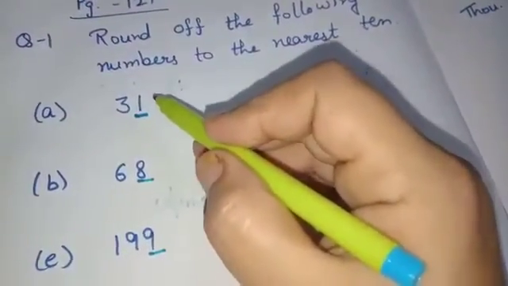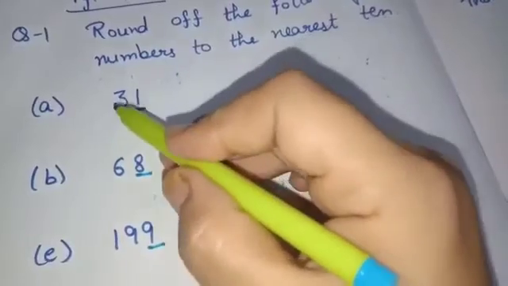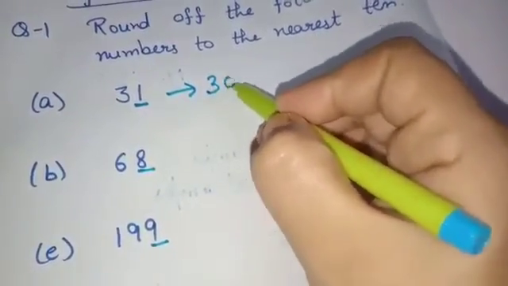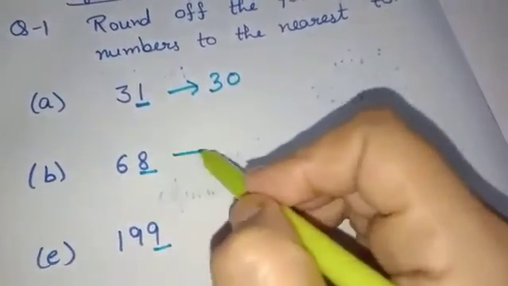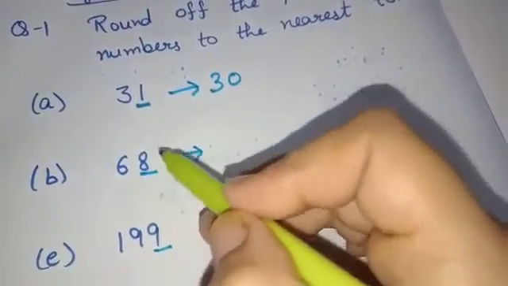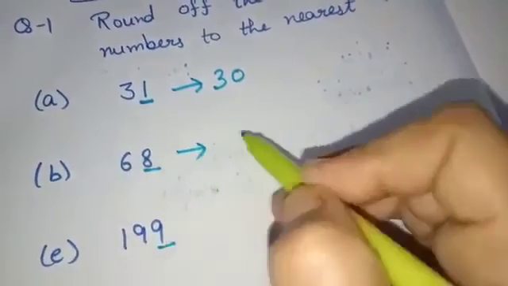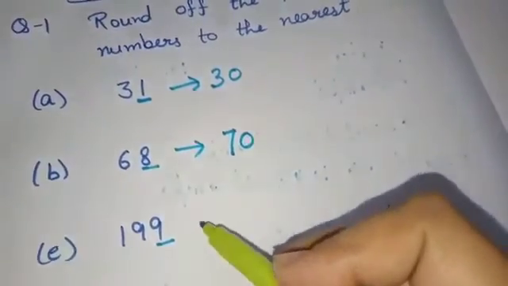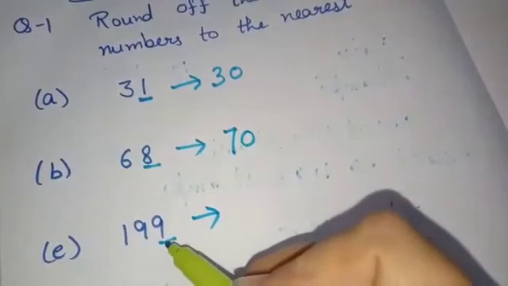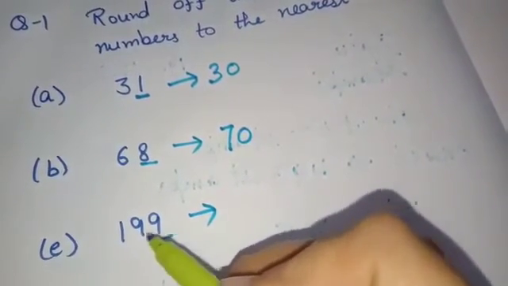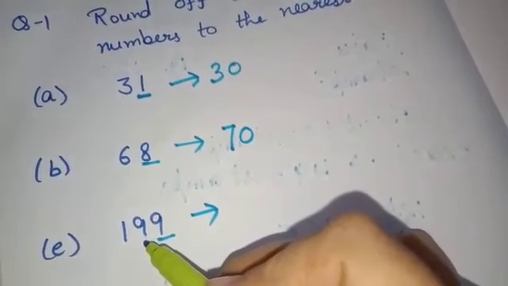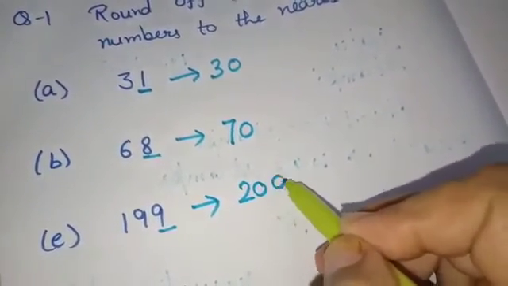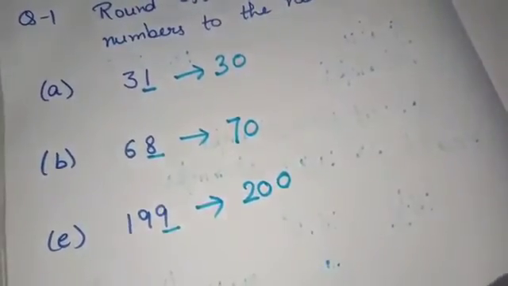You just have to think, if the digit is less than 5, then 3 will remain as it is and 1 will become 0. But if the digit is greater than or equal to 5, then 6 will become 7 and the ones place digit will be 0. Here also the digit is 9, greater than 5, so 1 plus should be here. 19 plus 1, it will be 20 and 0 at ones place.